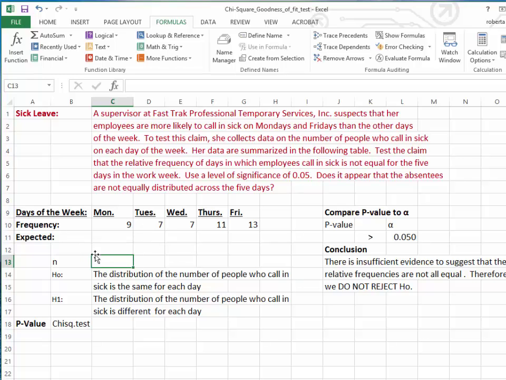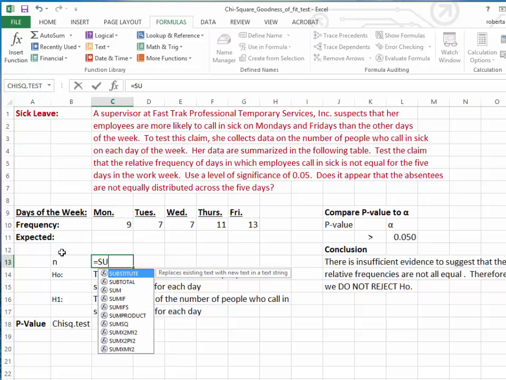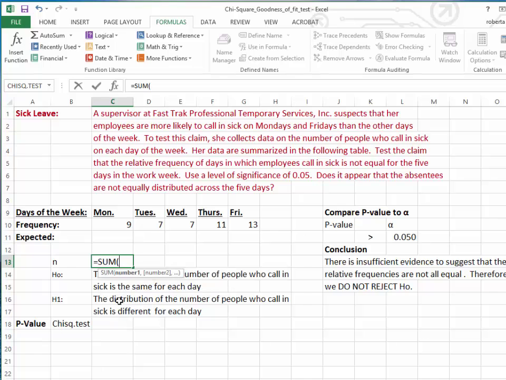Well, the first thing we want to determine is basically how many people called in sick. In order to get that, we're going to use equal sum, because we want the sum of the numbers of people who call in sick for the 5 days of the week, and therefore we have 47 people who called in sick. Now, since we don't have any percentages, we go on the basis that the number of people who call in sick every single day will be approximately the same.